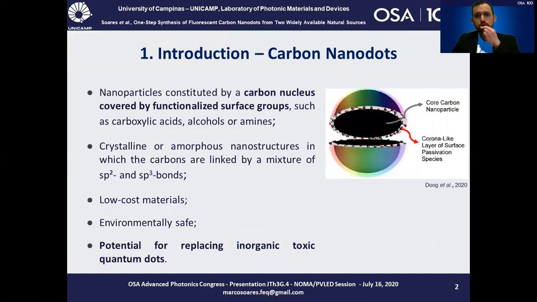These are nanoparticles constituted by a carbon nucleus covered by functionalized surface groups like carboxylic acids, alcohols, or amines, forming, as you can see here, this corona layer of oxidized surface, around a crystalline or amorphous carbon core, in which the carbons are linked by a mix of sp2 and sp3 bonds. These are low-cost materials, environmentally safe, and biocompatible, so they have a lot of potential for replacing the inorganic quantum dots, considered the superior fluorescent emitters, but that are very toxic.